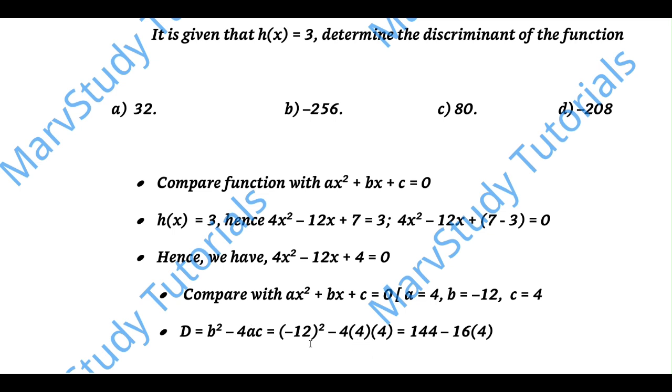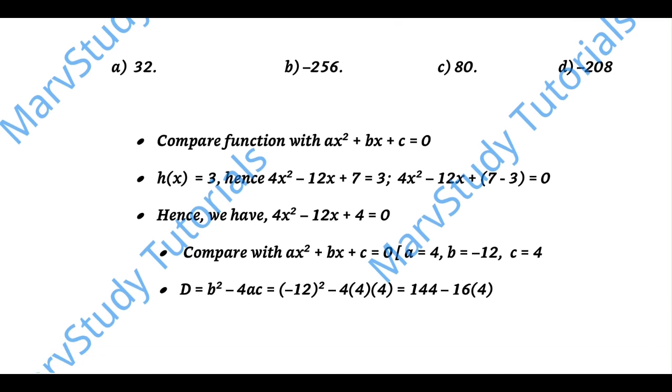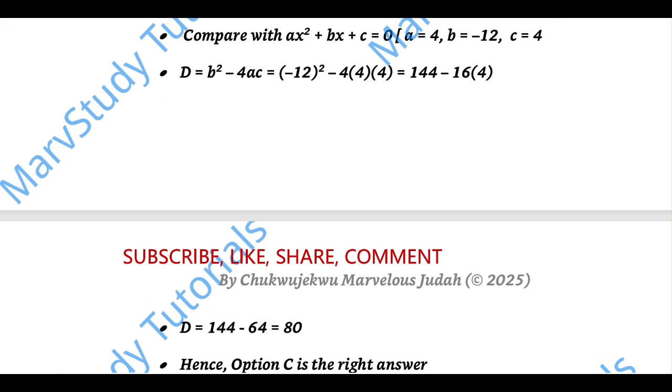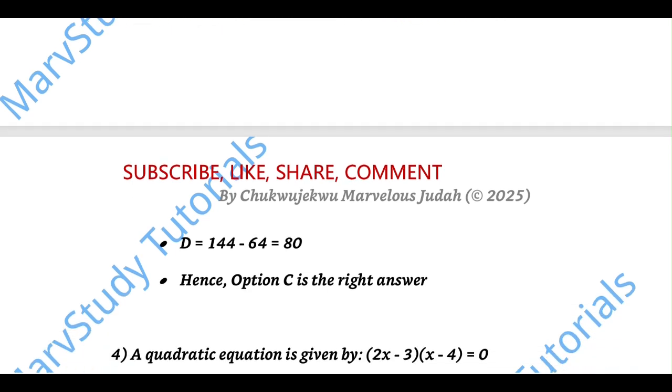So negative 12 all squared is going to give us a positive 144. Negative 4 times 4 is 16, times 4, and that should be negative 64. So 144 minus 64 should be giving us 80. So you could say that the discriminant of the function is 80.